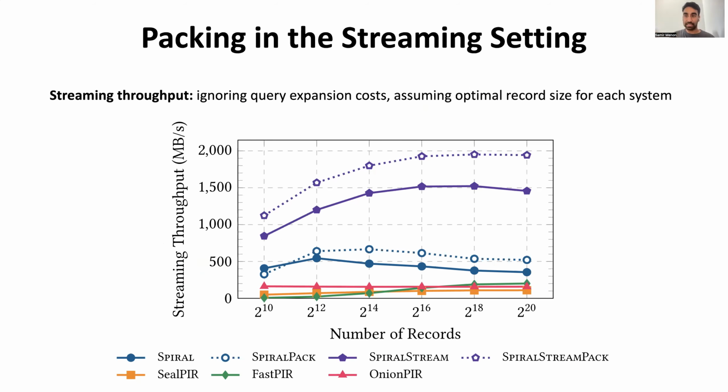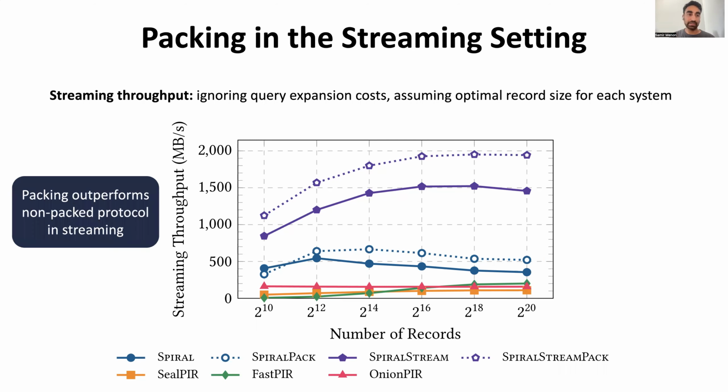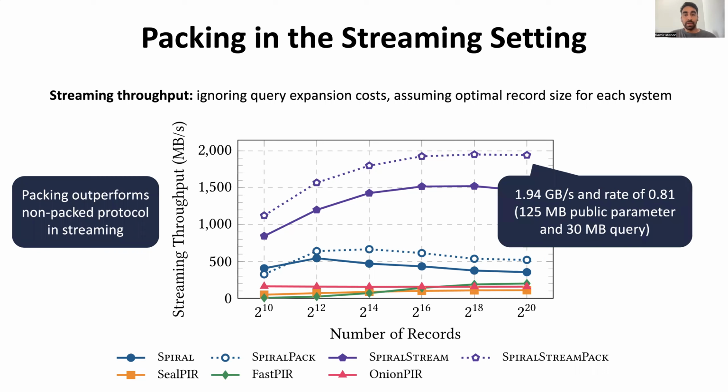So packing is a simple improvement in throughput and rate for most scenarios, but the downside is that the public parameters are larger. You can see the dotted lines are the packed versions of both Spiral and SPIRALSTREAM. And this is where we get the top line number of 2 gigabytes per second and the rate of 0.81. So the public parameters are very large at this point. They're 125 megabytes. So that's a real cost that you're imposing.